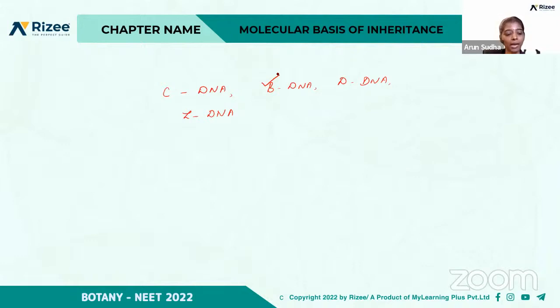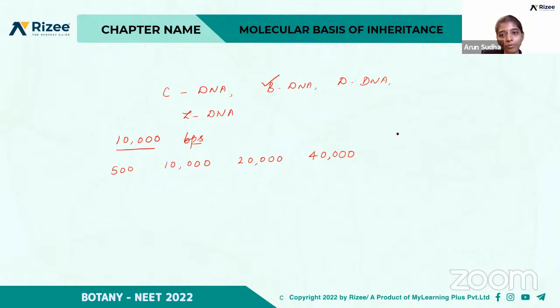Okay. And if there are 10,000 nitrogenous base pairs in a DNA, how many nucleotides are there? Option A, 500, B, 10,000, C, 20,000, then D, 40,000. So what is the answer? If there are 10,000 nitrogenous base pairs in a DNA, then how many nucleotides are there?